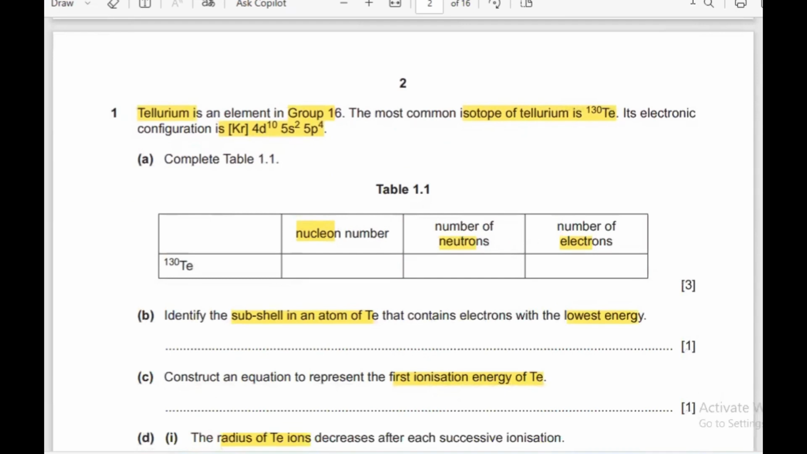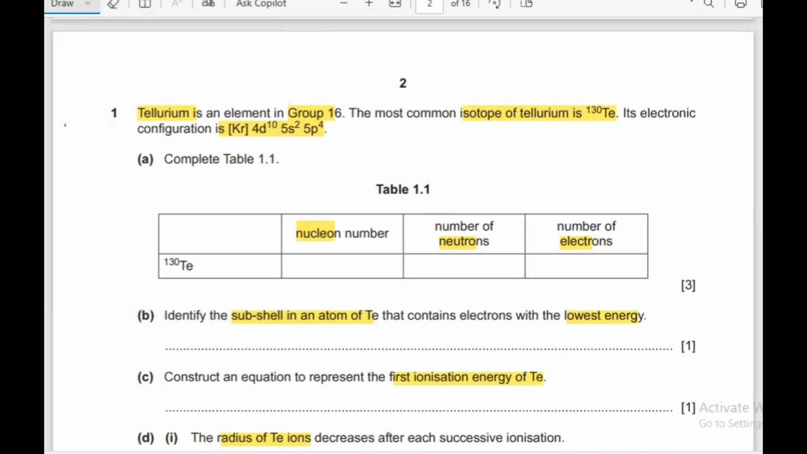Okay, now this question is about tellurium, an element in group 16. The most common isotope of tellurium is Te-130. Its electronic configuration is, this is the noble gas electronic configuration: krypton, then 4d10, 5s2, and 5p4. So complete the table.